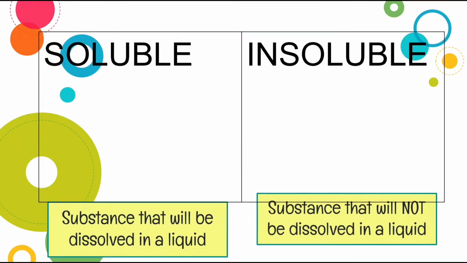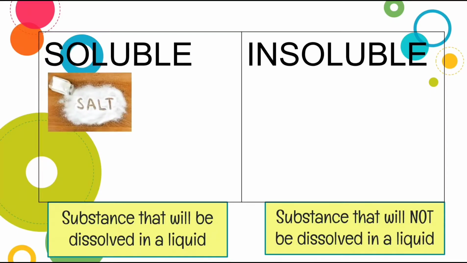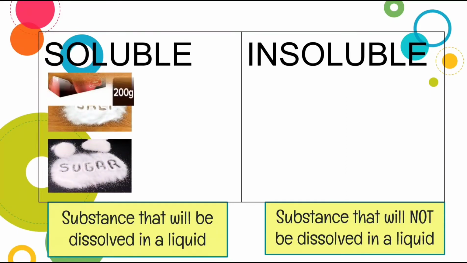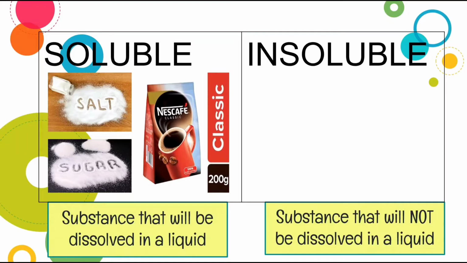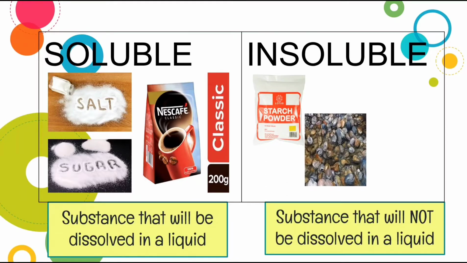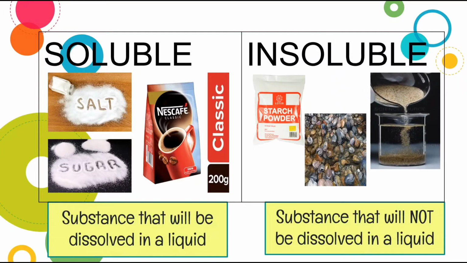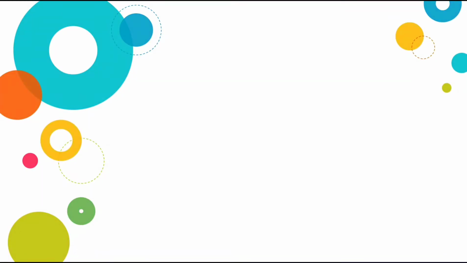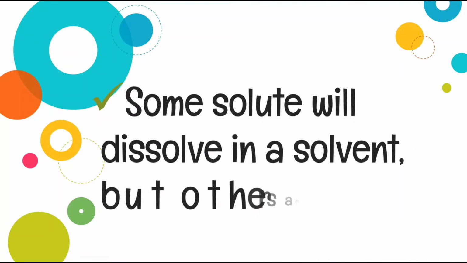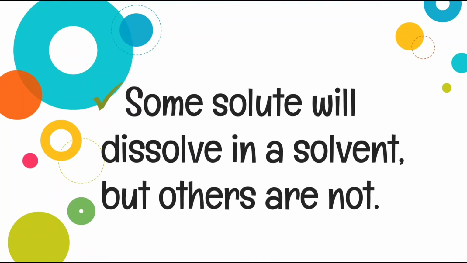Soluble substances are those that will be dissolved in water, such as salt, sugar, and coffee powder, while insoluble substances are solids that will not be dissolved in water. Examples of these are starch, rocks, and sand. From these examples, we can say that some solutes will dissolve in a solvent, but others will not. It is because of the different nature and properties of different materials.